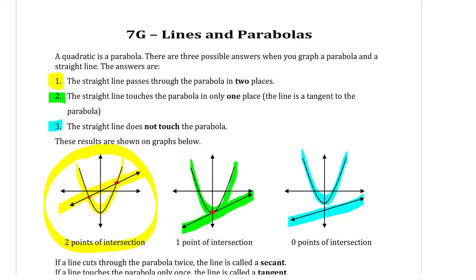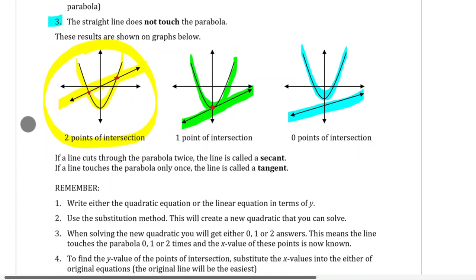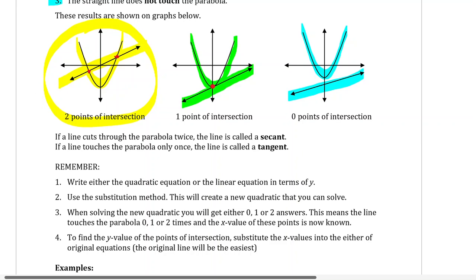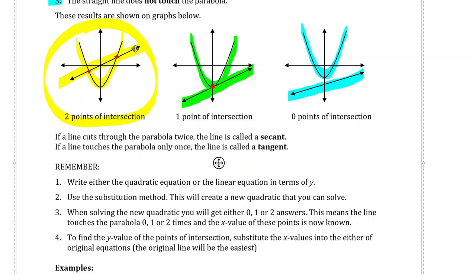Some other words that we need to know: if a line cuts through a parabola twice, it is called a secant. So this line going through here is called a secant because it cuts through the parabola twice. And if the line touches the parabola once, the line is called a tangent. We did talk about that one already.